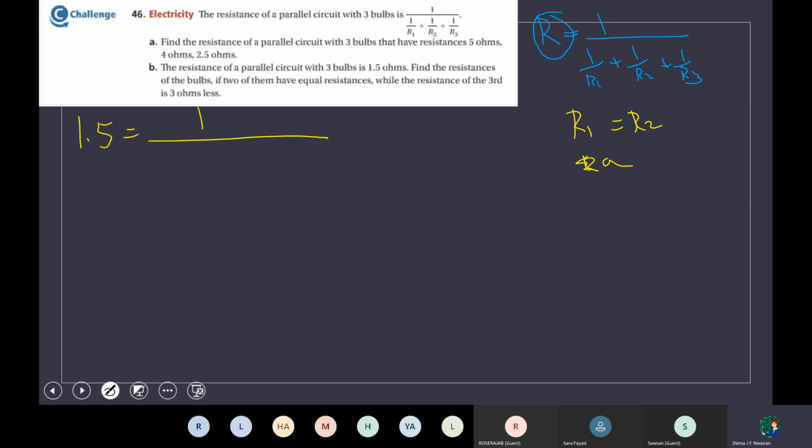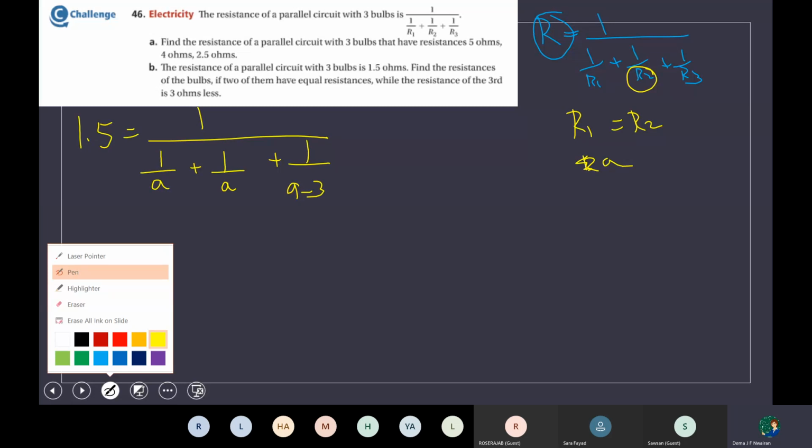So let's name it A. It will be 1 over A plus, instead of R2, also 1 over A. And the resistance of the third one is 3 ohms less than the resistance of the first, so it is 1 over (A minus 3). So it comes like 1.5 equals 1 over (1 over A plus 1 over A plus 1 over (A minus 3)).